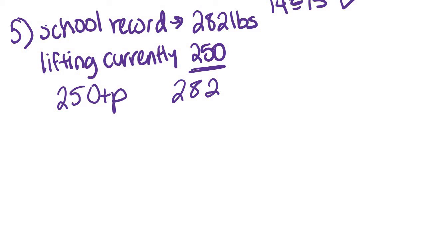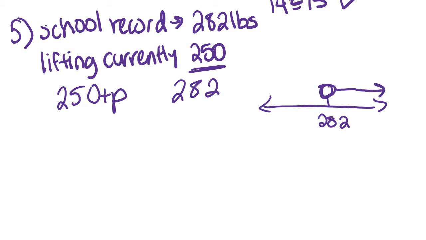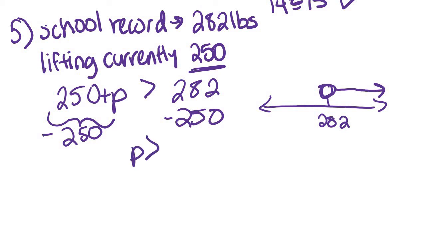Let's find out. So he wants to break the school record of 282. Which means, does he want to lift 282? No, because that's still the same record. He wouldn't break the record. It has to be more than 282. So we do not include 282, and we want everything bigger than 282. So we want him to lift greater than 282. Now let's go ahead and solve that. Minus 250. Minus 250. P is greater than, what is that, 32?